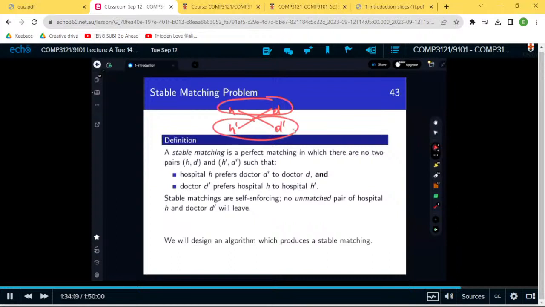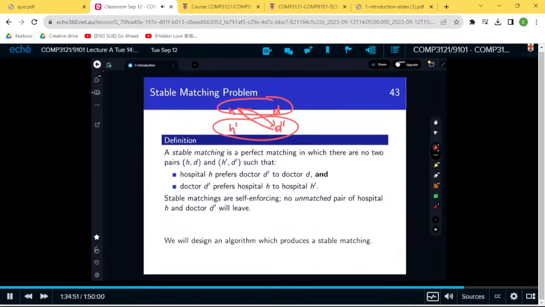Sorry, let me go back. The situation is rather like this. D is currently matched to H, D prime is currently matched to H prime. H prefers D prime over the current allocation. D prime prefers H over the current allocation. So both H and D prime would rather be matched to each other than to the current allocation.